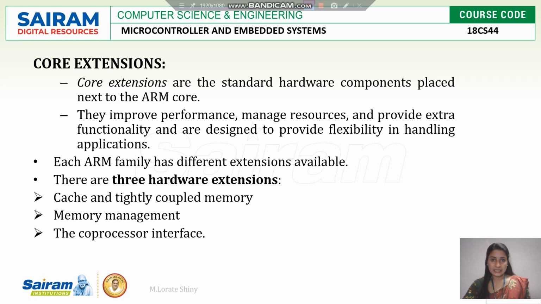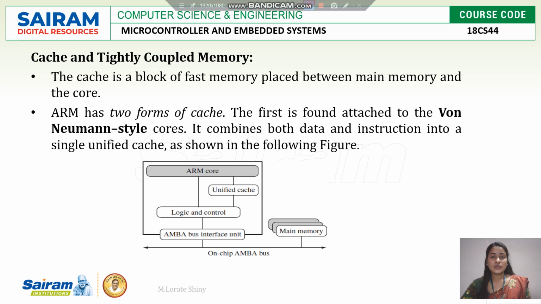There are three hardware extensions: cache and tightly coupled memory, memory management, and coprocessor interface. So first one, cache and tightly coupled memory. Cache memory, we know where it is placed, we have already seen in embedded system hardware. Cache memory is placed between ARM core and main memory. So this is used to speed up the data transfer or communication between ARM processor and main memory, right?